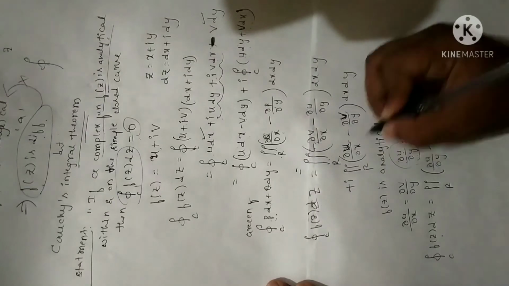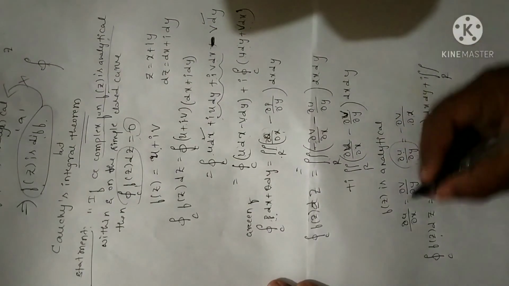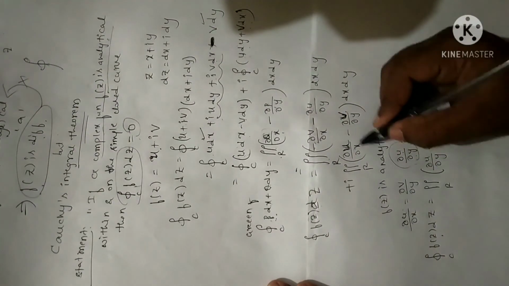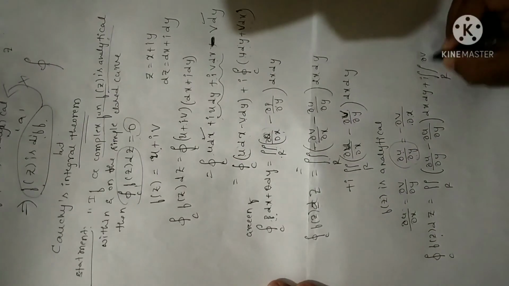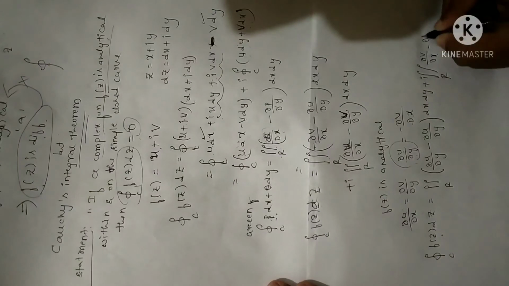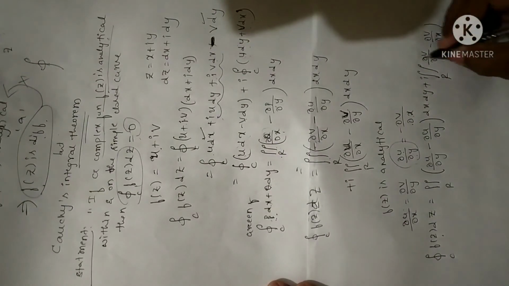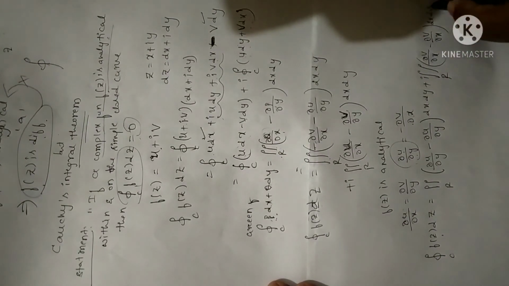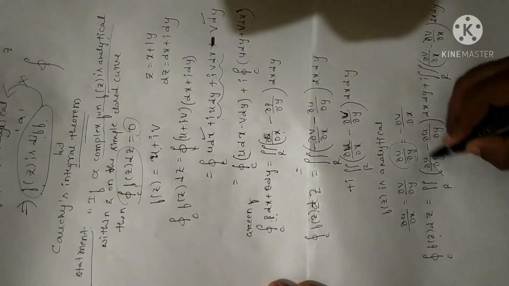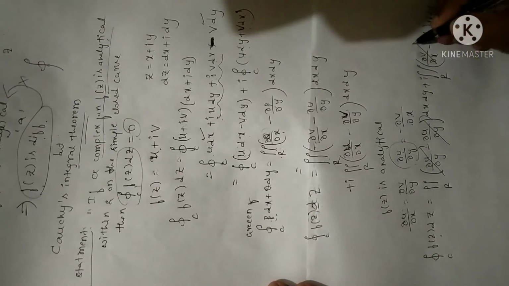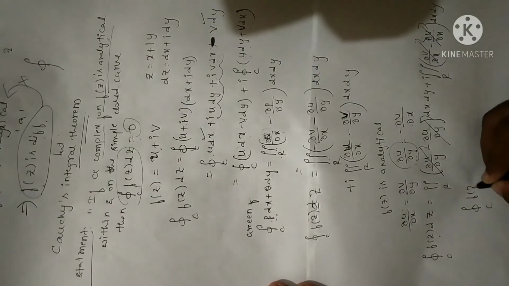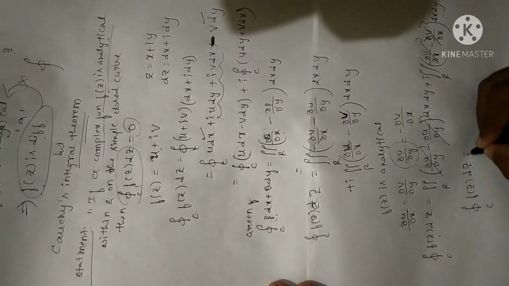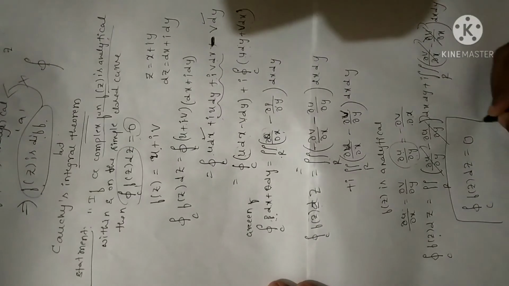Now let me apply Cauchy-Riemann equation. Dou u by dou x, whatever the term you want. So dou u by dou x I am going to replace here, so that dou v by dou y gets cancelled. So dou u by dou x can be written as dou v by dou y minus of dou v by dou x into dx dy. Fine. Now dou u by dou y, dou u by dou y, dou v by dou x, dou v by dou x, both the terms get cancelled. So what I have obtained is closed integral f of z dz will be equal to 0. So this is what I have to prove.